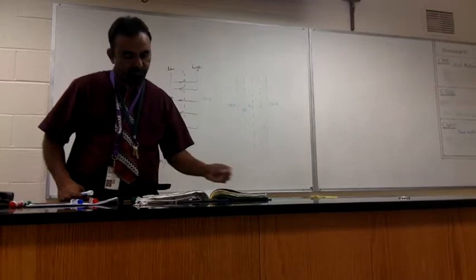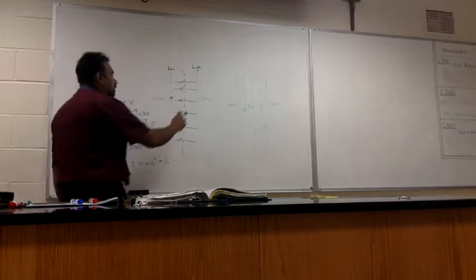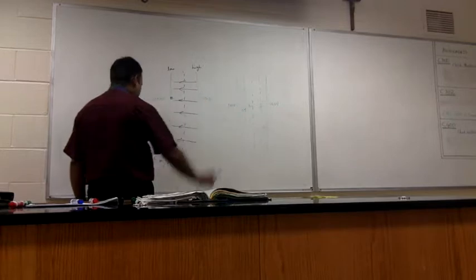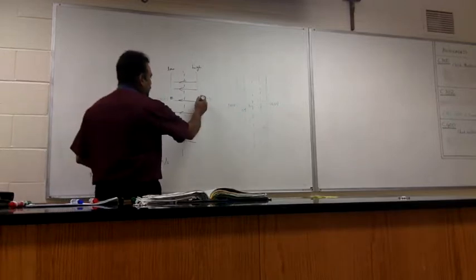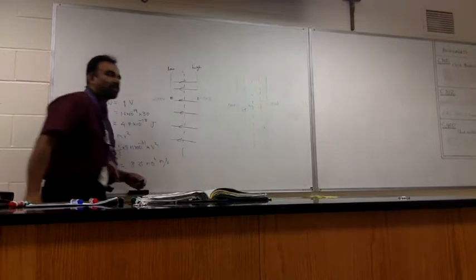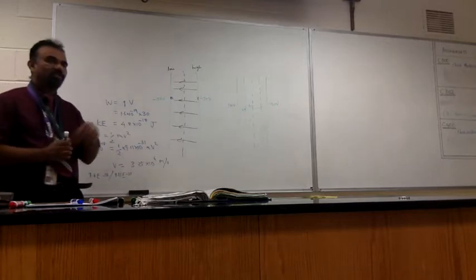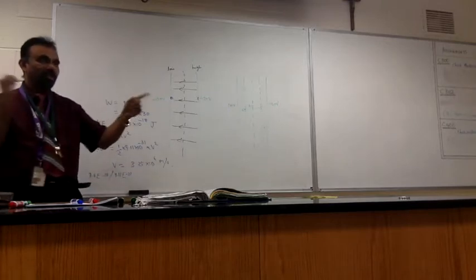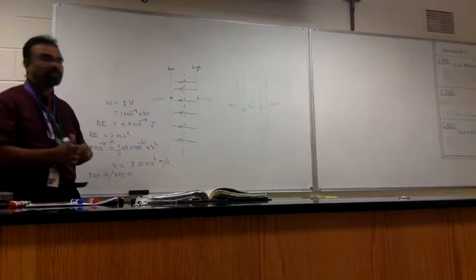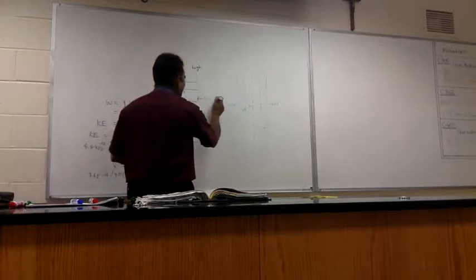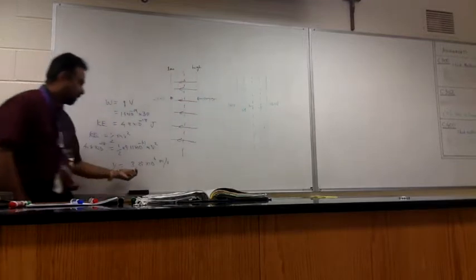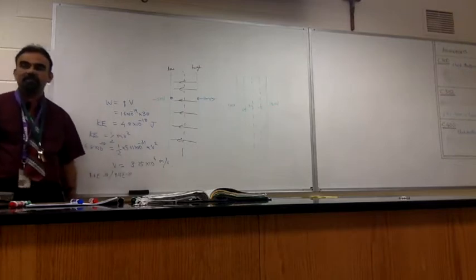Now what if there is a hole over here? Suppose there is a tiny hole over here. What will happen to that electron is it won't strike the plate, instead it will shoot out through that hole. So how fast is the electron going to get out of that hole? It's going to come out at that speed.